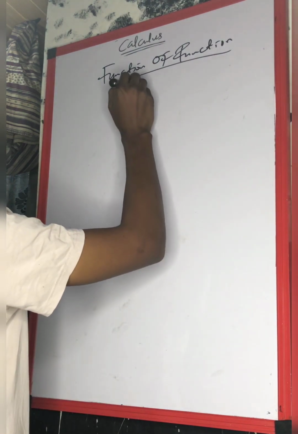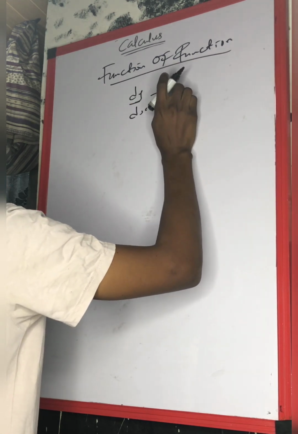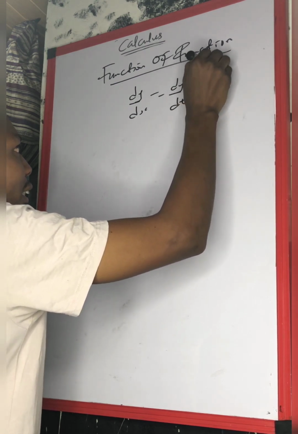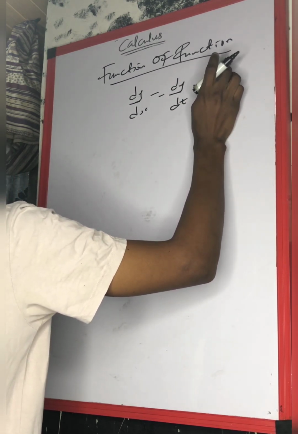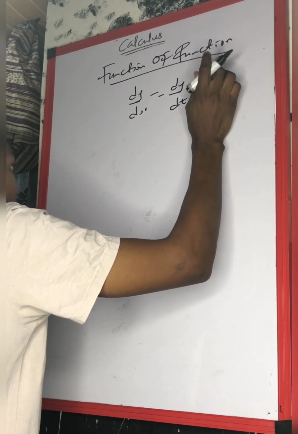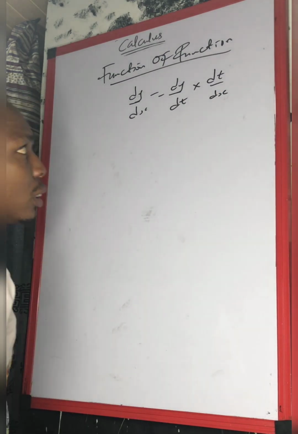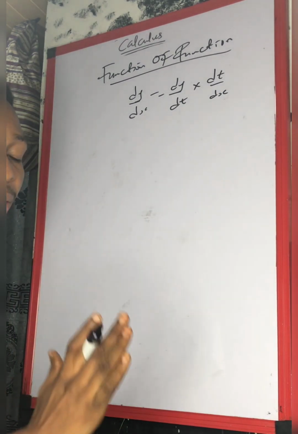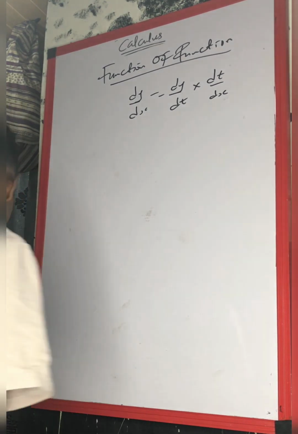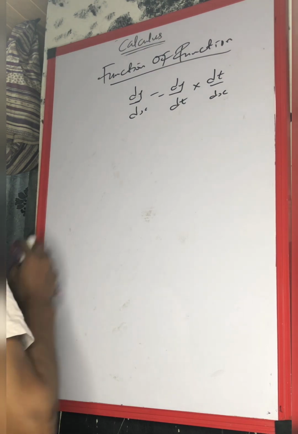you can apply this, which is dy/dx equals dy/dt times dt/ds. Now, applying this is very easy as ABCD. So this time around we are going to take some questions under it.